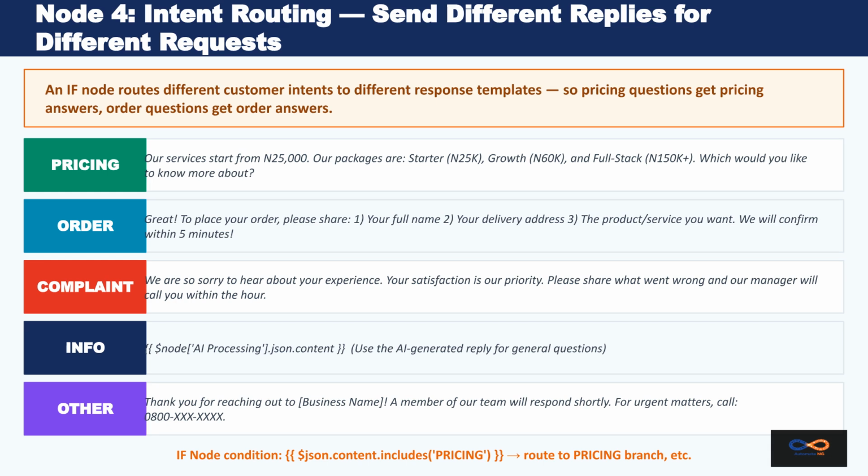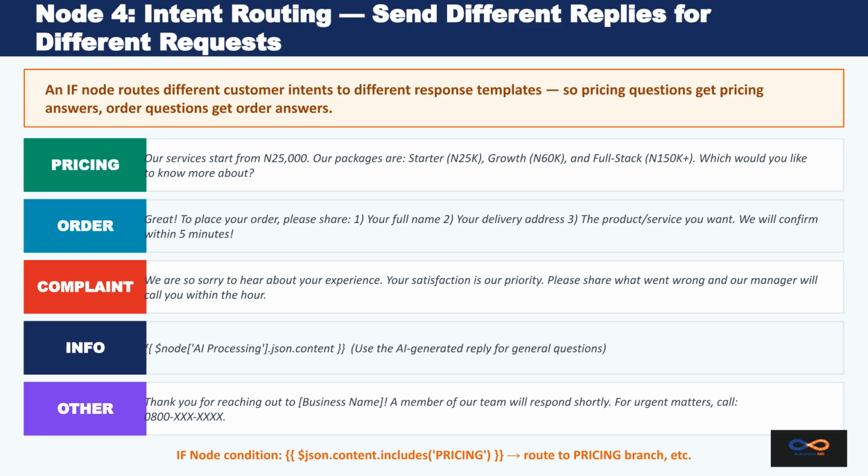Pricing questions get your actual pricing information. Orders trigger a structured data collection flow. Complaints escalate to a human. General questions use the AI-generated reply. This one node transforms your bot from a basic autoresponder into a genuine customer service system.